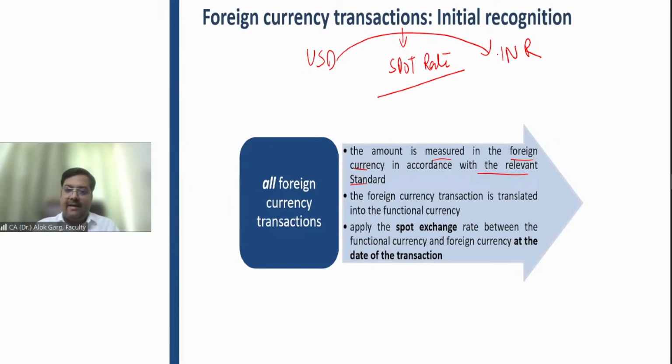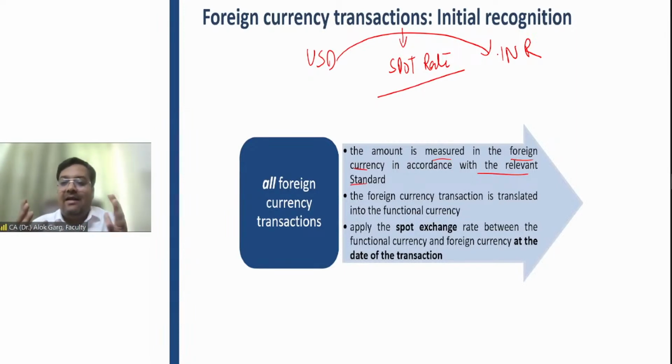So the standard says that if you have a high frequency of transactions, for example, you are traveling on a regular basis, you are purchasing raw material on a regular basis, you are getting consulting services on a regular basis from foreign suppliers, you are selling to foreign customers on a regular basis, the standard says that you can use the average rate as well.